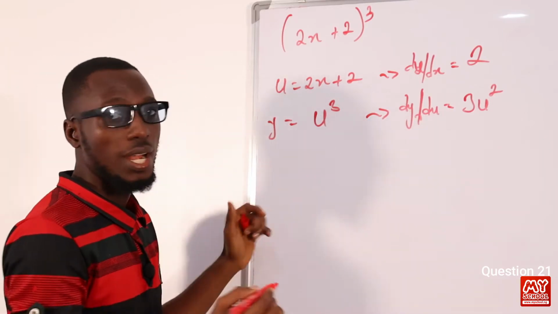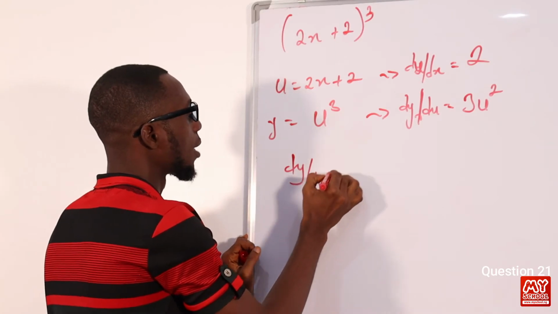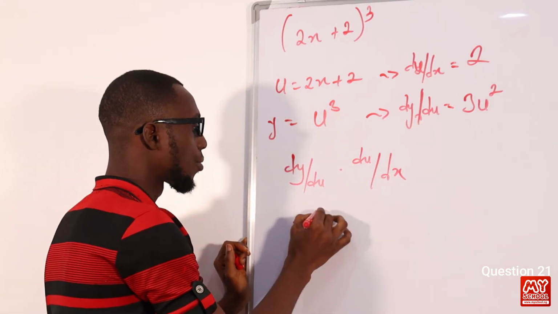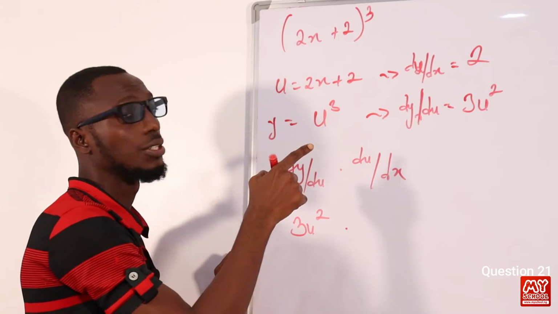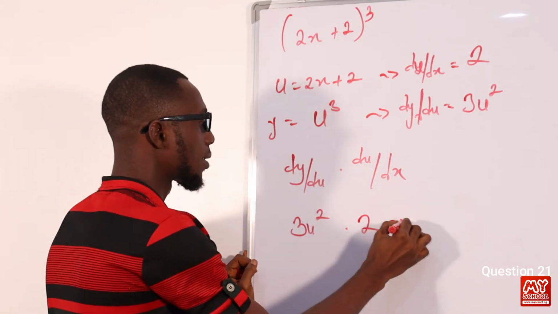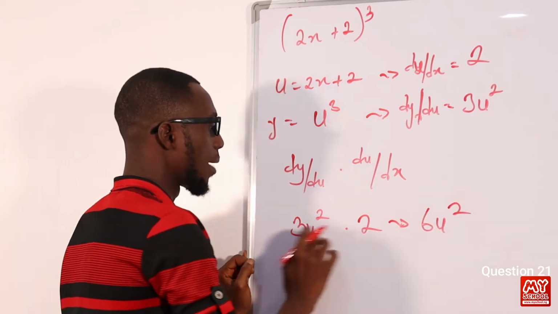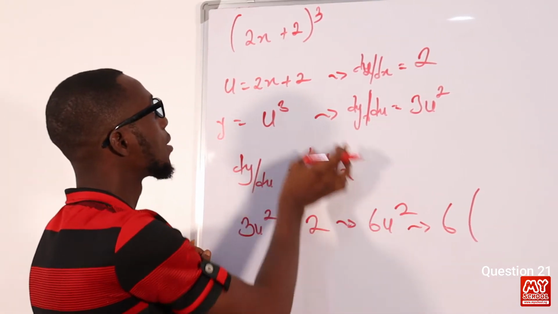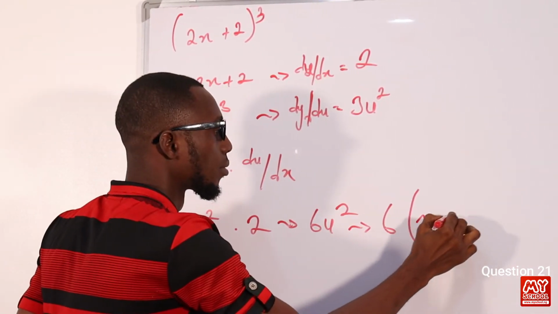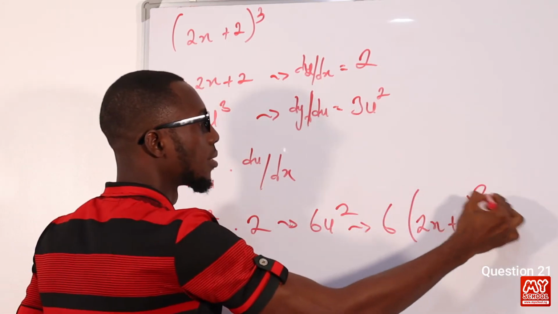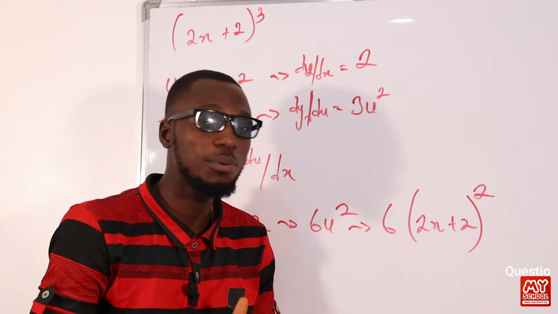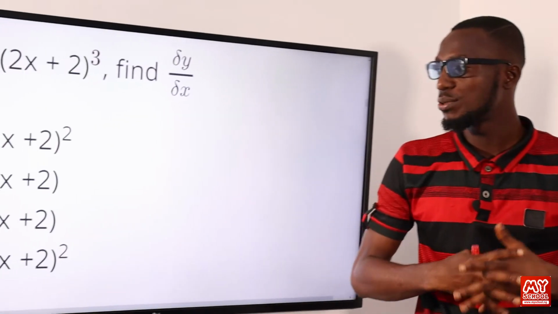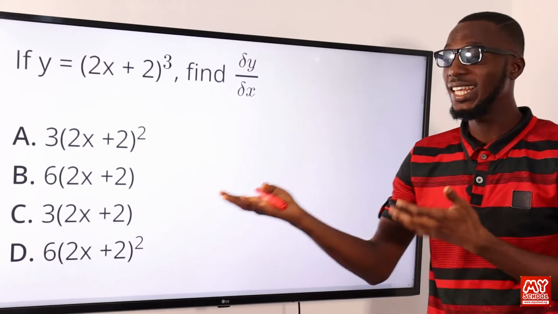Okay, so we'll now use this dy du times du dx. So what is dy du? That is 3u squared, right? Times du dx, that is 2. 2 times 3, that is 6, then u squared. Then we have 6 into brackets. What is our u? The u carries the value 2x plus 2 into brackets, then raised to power 2. So 6 into brackets, 2x plus 2 raised to power 2. So let's see if we can find that in the options provided. 6 into bracket 2x plus 2 raised to power 2. Option D, once again, is the correct option.